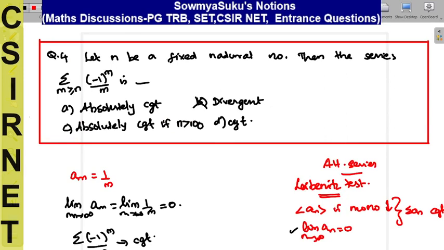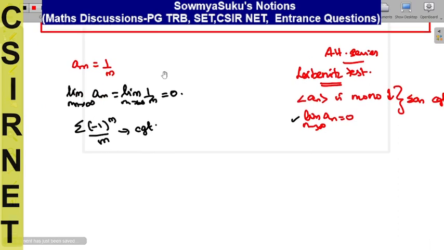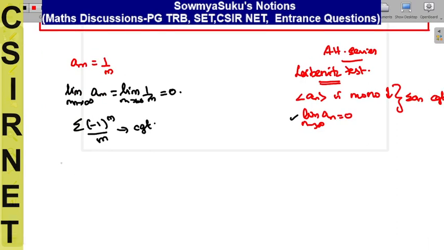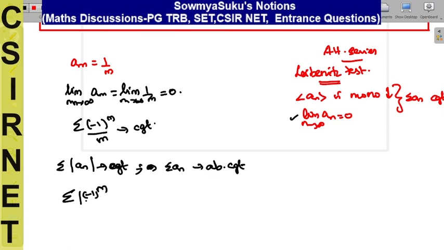Let's see the absolute convergence. For absolute convergence, we check the summation of modulus of an. If it is convergent, then we can say that summation an is absolutely convergent. This is the condition. So let's check the summation of modulus an. Modulus an means minus 1 the whole power m divided by m. That is equal to summation of modulus of negative values, which will all be positive, then 1 divided by m.